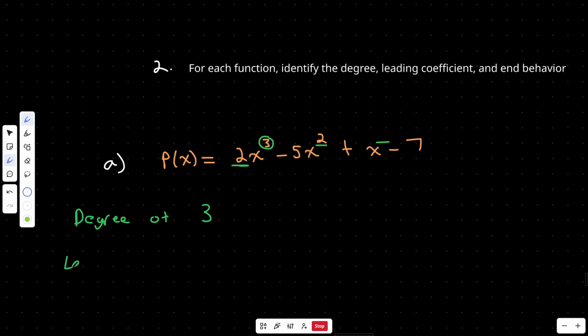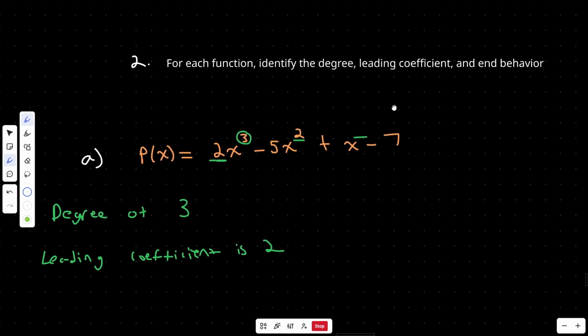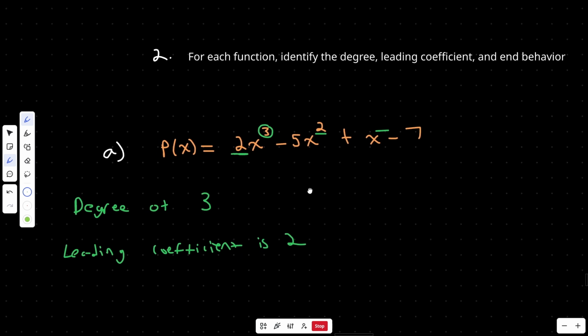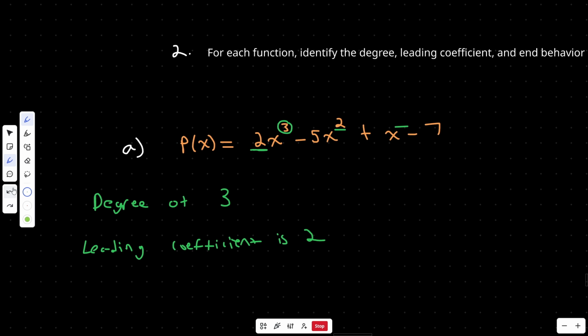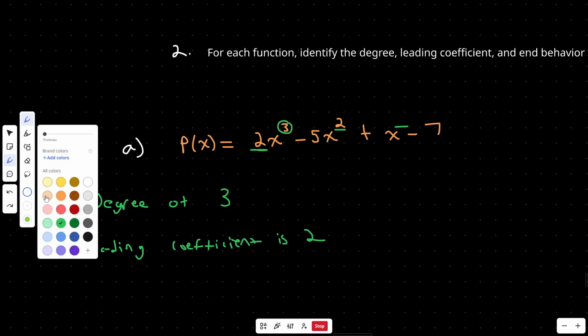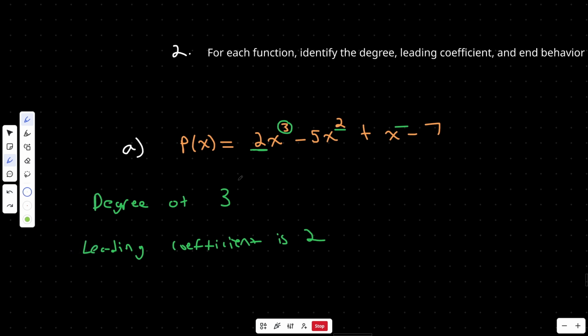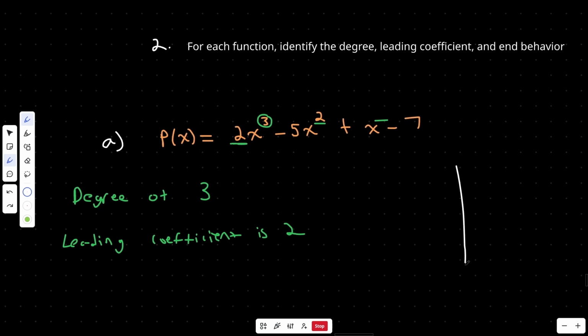So you can say leading coefficient is 2. And now we have to identify the end behavior. So now that we know these two key pieces of information, this is what's going to help us to determine the end behavior. So since it's a degree 3 polynomial, that means it's an odd exponent. That means basically we're going to have an end behavior going like this. So spanning out from quadrant 3 to quadrant 1.